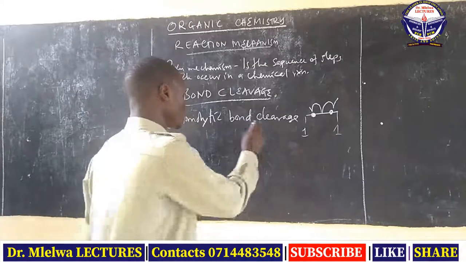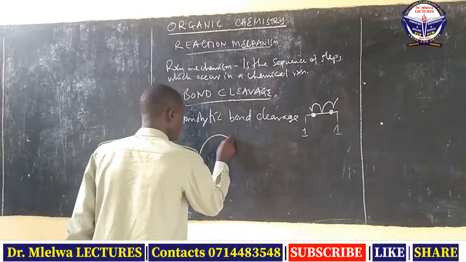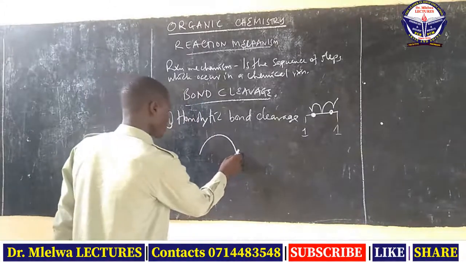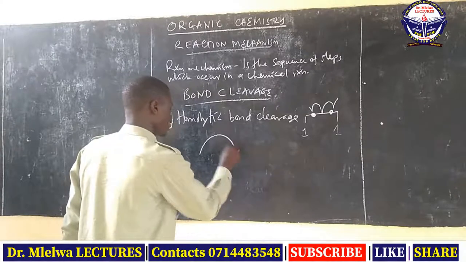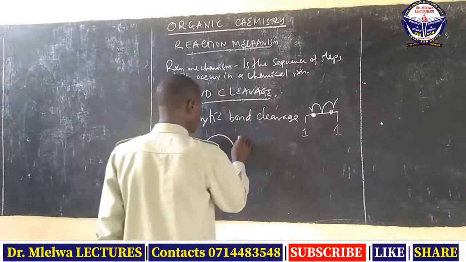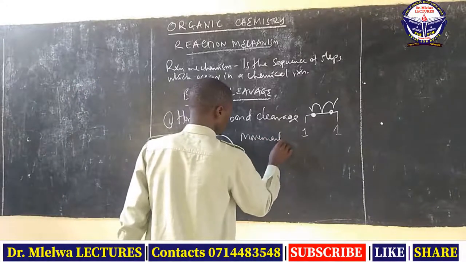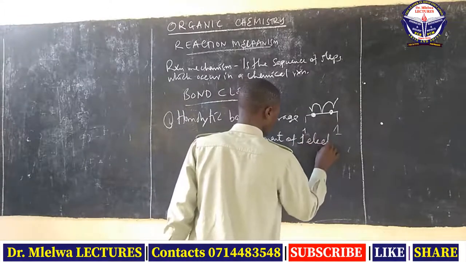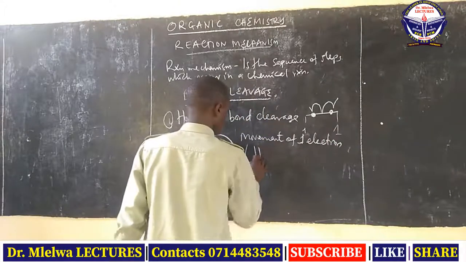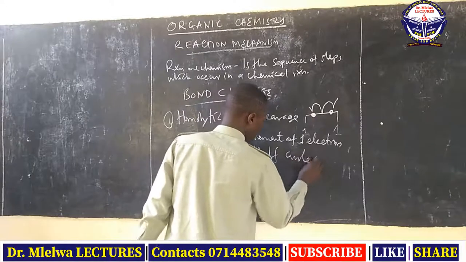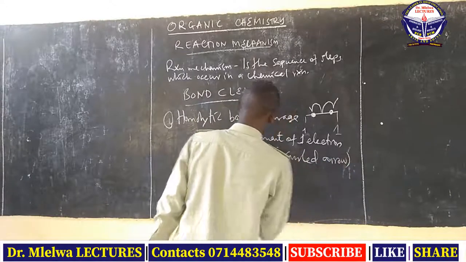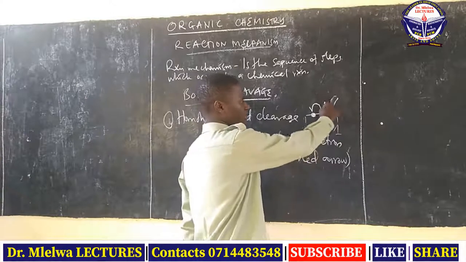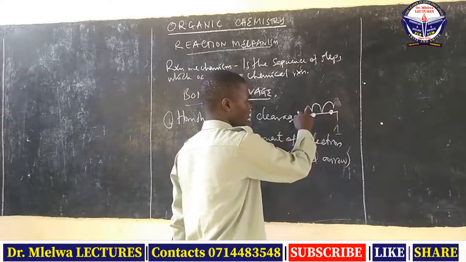So we are using what we call a half curved arrow. This is called a half curved arrow because it shows the movement of one electron. We use this half curved arrow to show that one of the bonding atoms will take one electron, and the other bonding atom will take one electron.